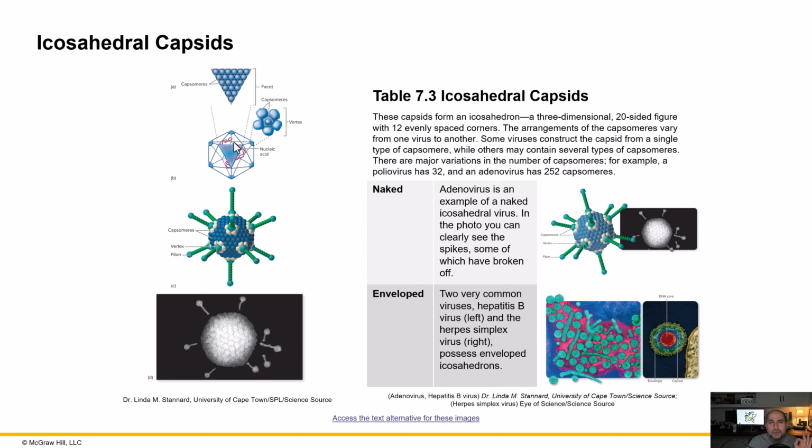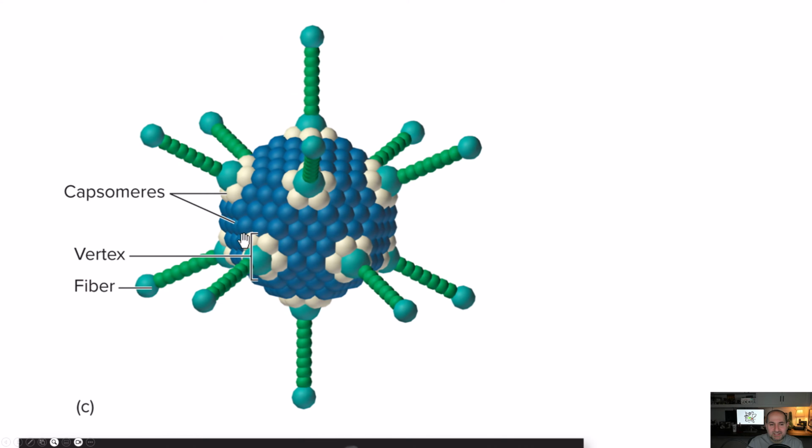Now, the other major shape of a capsid is known as an icosahedral capsid. This looks like a 20-sided dice. If you've ever played Dungeons and Dragons or even Baldur's Gate 3, you know about the 20-sided dice.